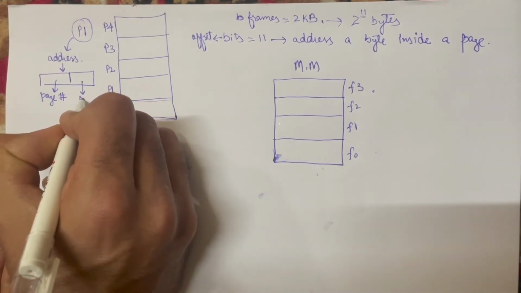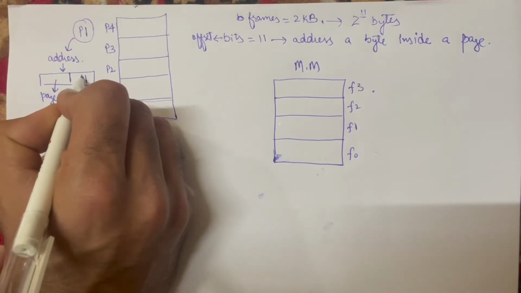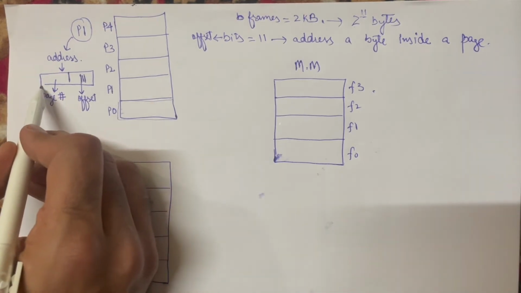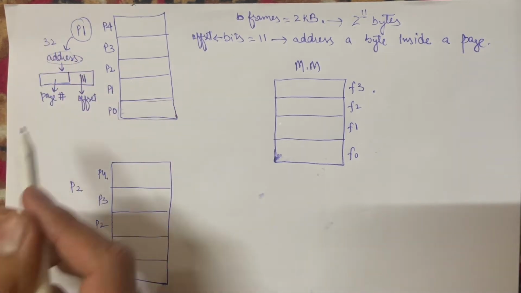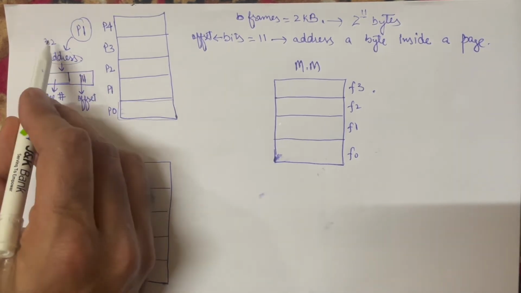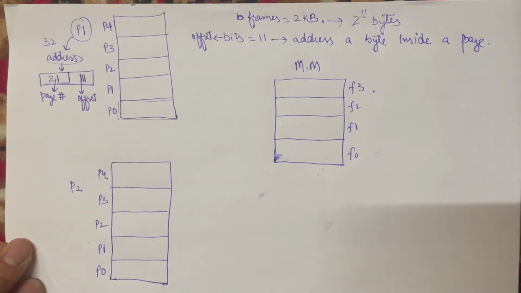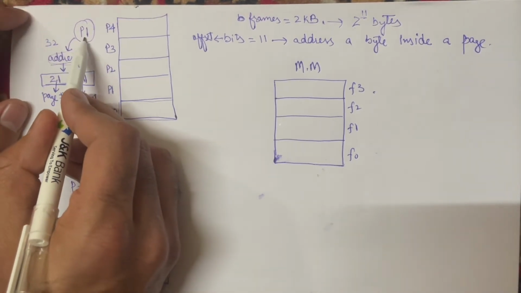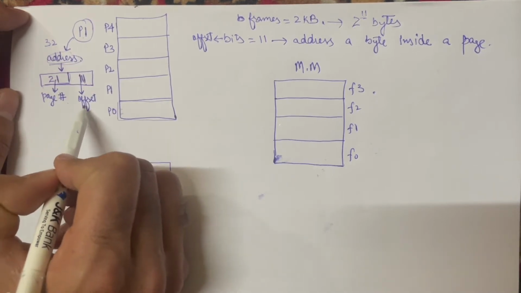This is also called offset. So offset will be of how many bits? 11 bits if the size of page is 2 KB. And page number is determined by this address. So if the address is 32 bits, what will be the page number? How many bits? 32 minus 11, that is 21 bits. Fine. So this is how an address generated by a processor, which is a virtual address, is divided. It has a page number and offset.